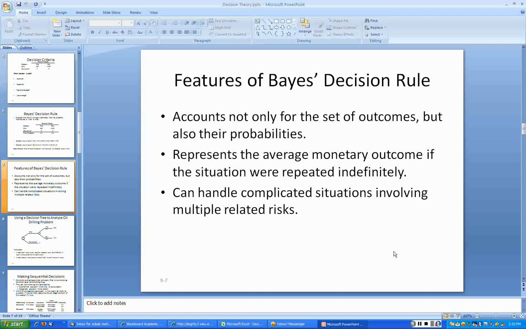Now some of the things that you have to appreciate about the Bayes decision rule is that not only do we know about the outcomes, the payoffs, but also the probabilities. We are basically looking at a situation in an expected sense, that means long run average. So that is the thing that we'll look at. And we can handle complicated situations involving multiple related risks in several of these cases.